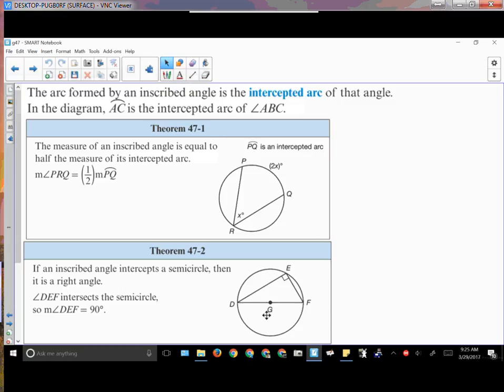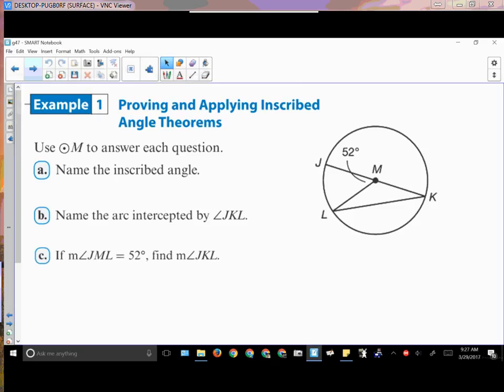If I take a look at this one, I have a diameter going through here. That's 90 degrees. Well, this is 180 degrees if we think about this being a semicircle. So what I want you to do is I'm going to give you a couple minutes. Make sure that you put this into your notes. Alrighty, so let's give this a shot and see what we can come up with.